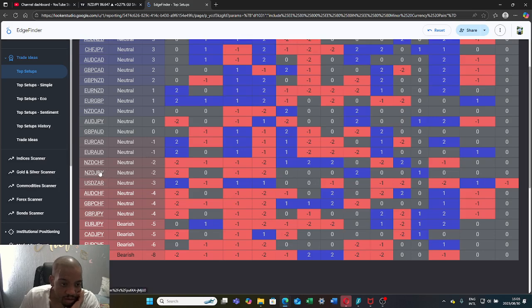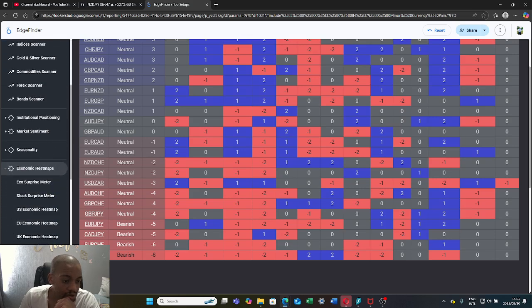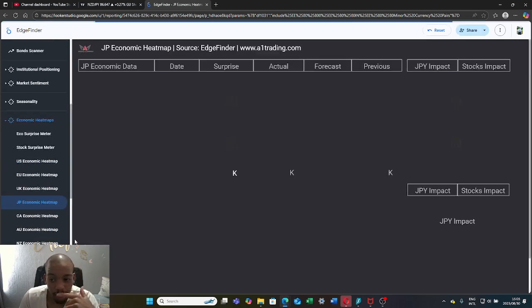Okay. We'll do a little bit more research on this. Your USD was super bearish last week. But anyway, NZDJPY is getting a -2. Let me just do a quick check on the heat maps to see how JPY is doing.